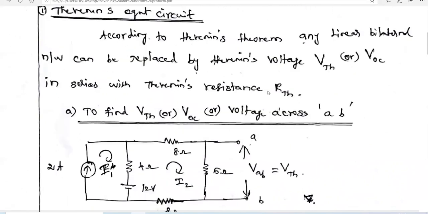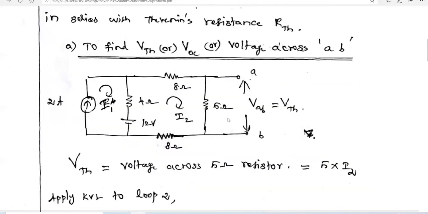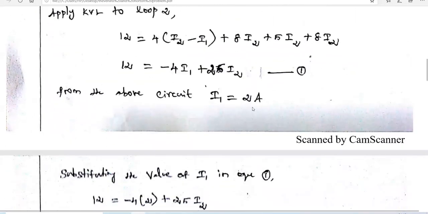In the given diagram, we have to measure the voltage across the terminals A and B. According to this, the VTH is nothing but the voltage across the 5 ohm. If you want to find the voltage across the 5 ohm, we have to find the current flowing through this 5 ohm resistor. By using mesh analysis, we solve the problem. So it is the first step.